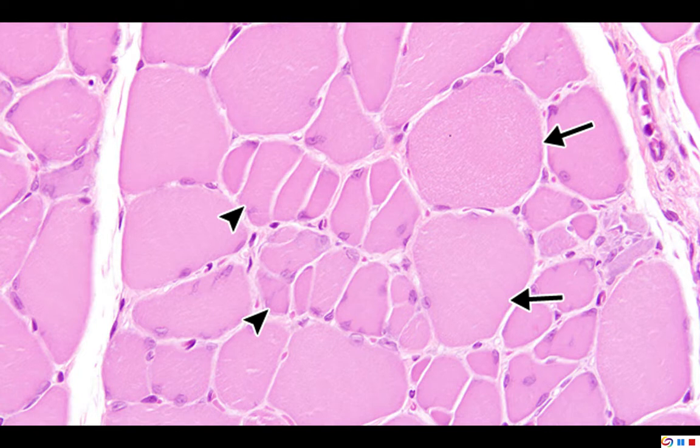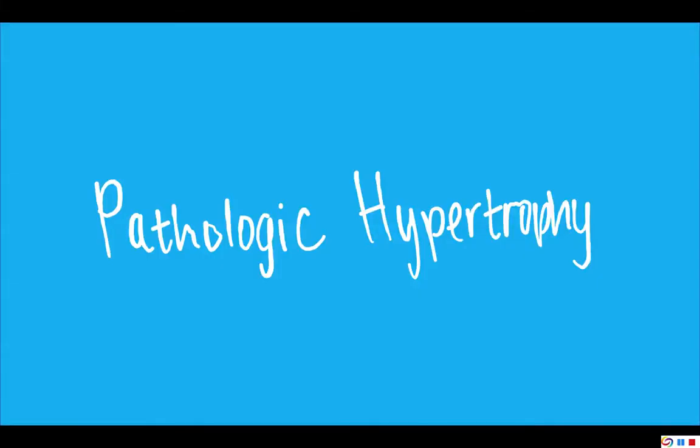Usually this is going to be due to an increased workload. If you're lifting weights, you should be increasing those weights over time. That way your muscle cells keep having to adapt and grow bigger, or hypertrophy. So this is just a normal response. This is not pathologic. This is just physiologic hypertrophy. But if you have something else going on, you can have pathologic hypertrophy.